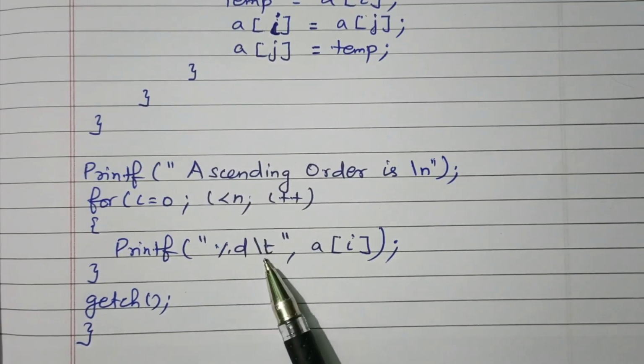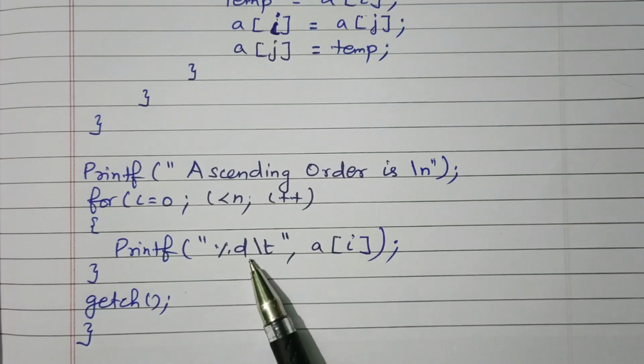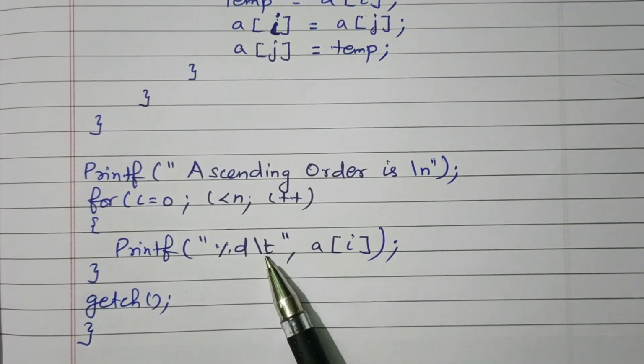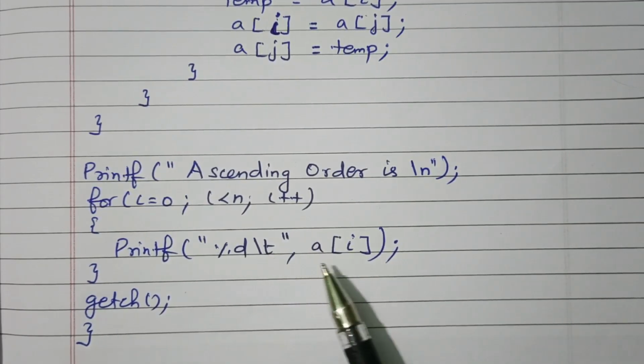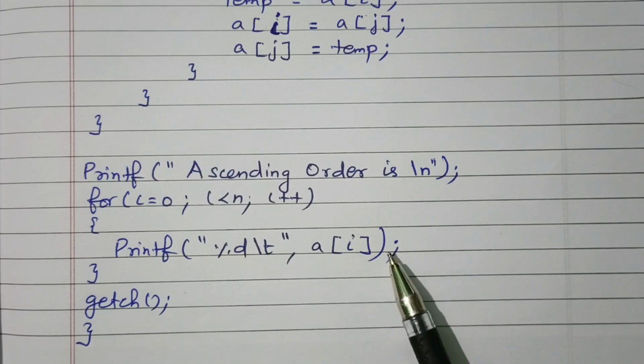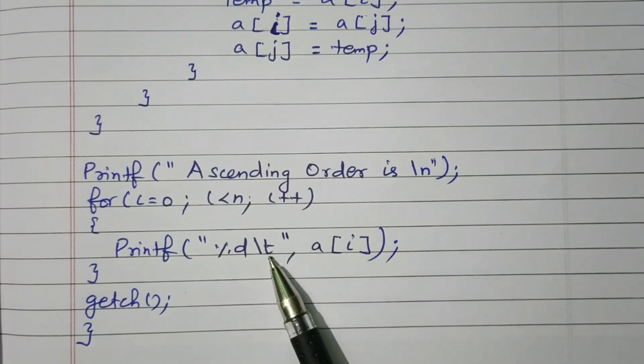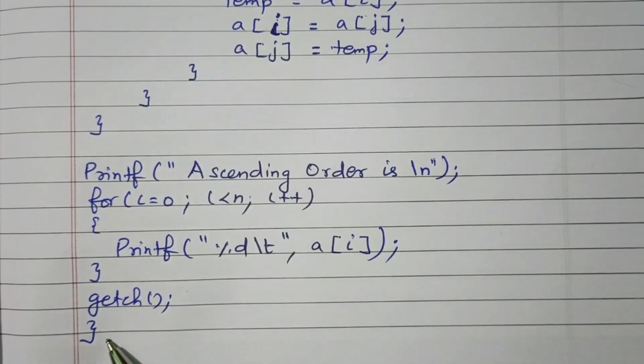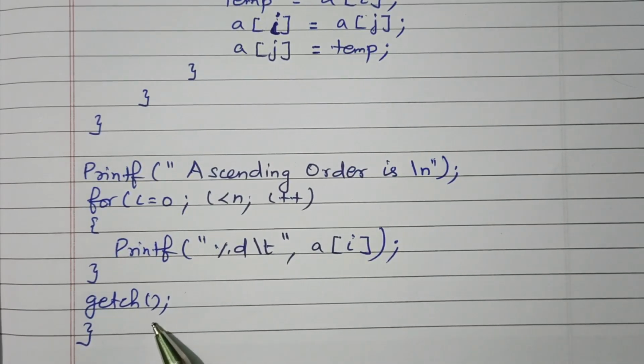\t refers to the tab that will be provided. In between two numbers, a tab will be given. So it will print a of 0 and then a tab, a of 1, tab, a of 2, 3, 4. A of 4 is the last number, and it is printed with the tab. Then the for loop is closed. After getch, we can close the program. Getch will get a character from the user. Until that, the program will display the output so that we can view it. After viewing the output, if we enter a character, it will get the character and terminate the program.